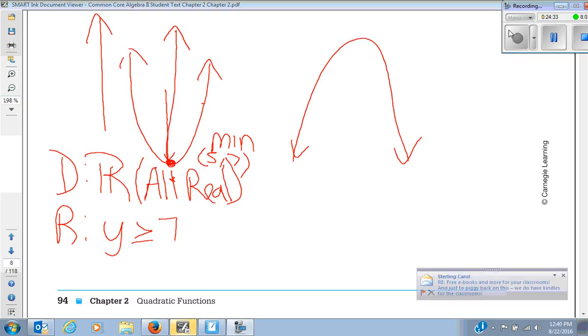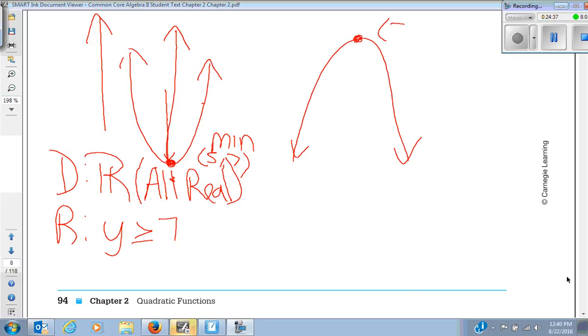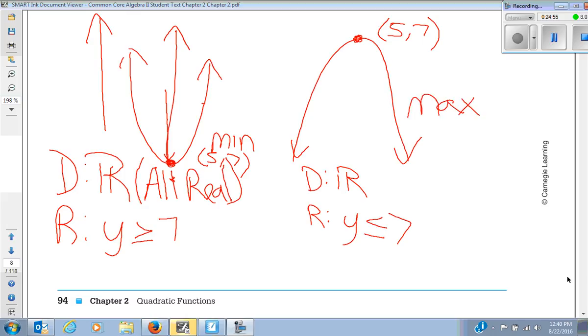This right here would be if we had 5, 7, again, we'll use the same one. My domain is still going to be all reals. My range now is going to be y is what? Less than or equal to 7. Because it has a maximum. This has a max that it can be. What's the max? 7. It doesn't go any higher than 7.